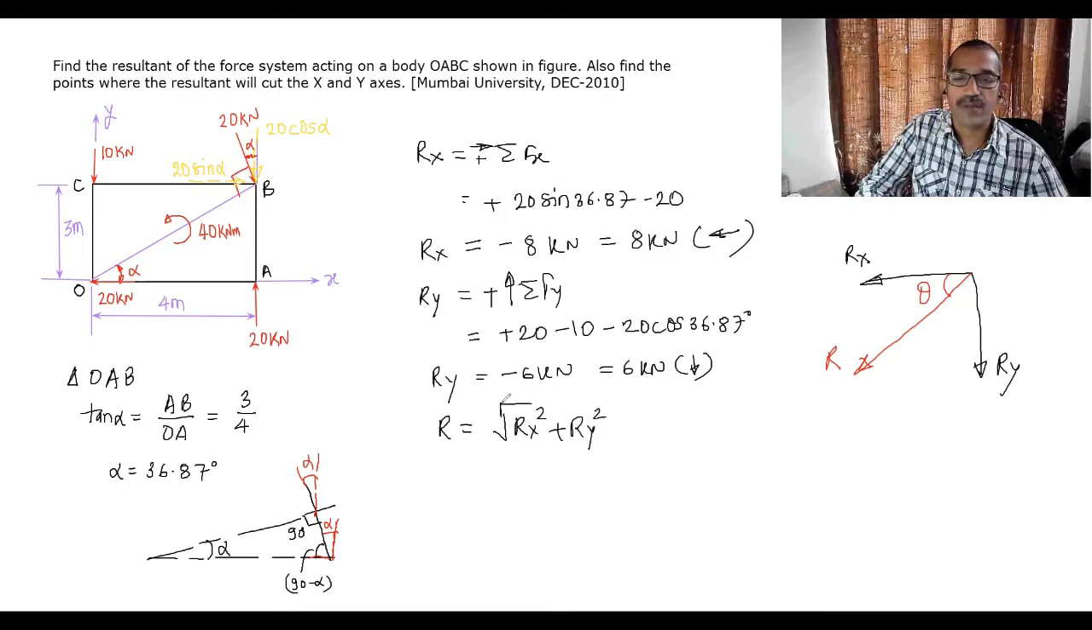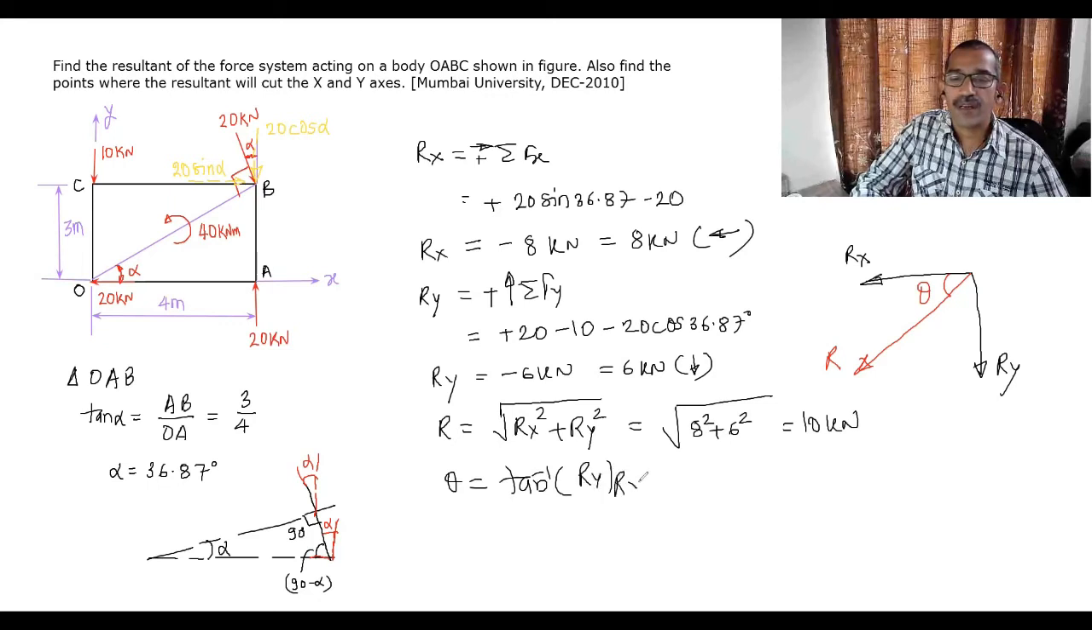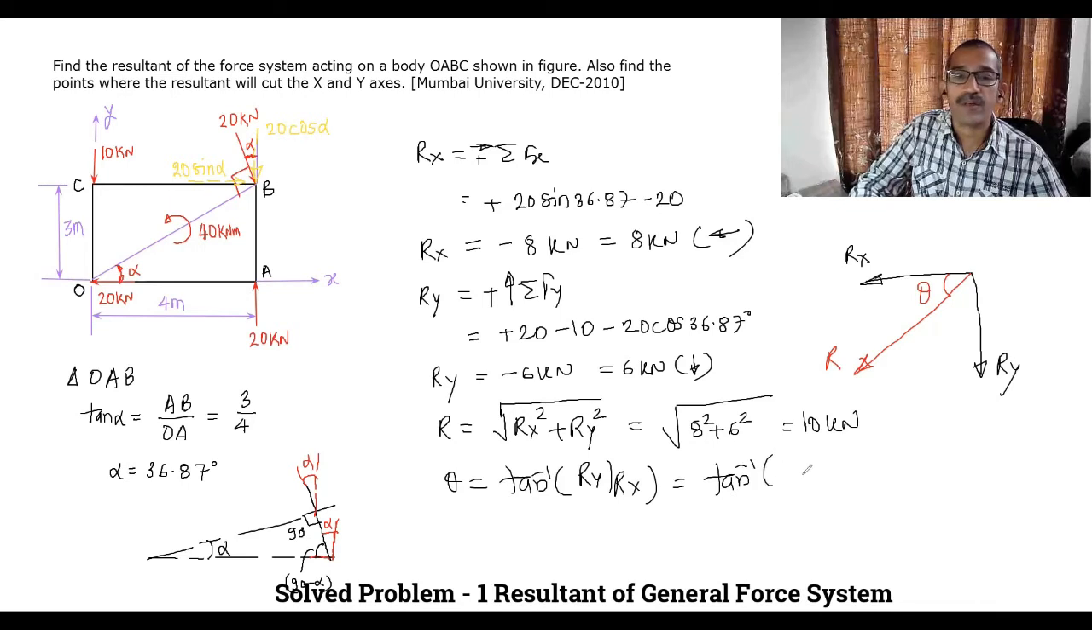Now if you substitute your values, this will be the square root of 8 square plus 6 square. That means 64 and 36, 100, root of 100, 10. Perfect. Theta is tan inverse of Ry upon Rx. Means tan inverse of Ry, which is 6, and Rx is what?